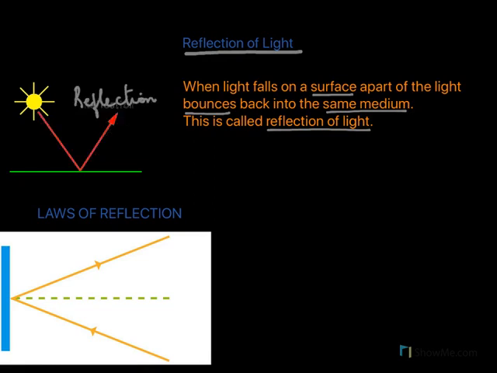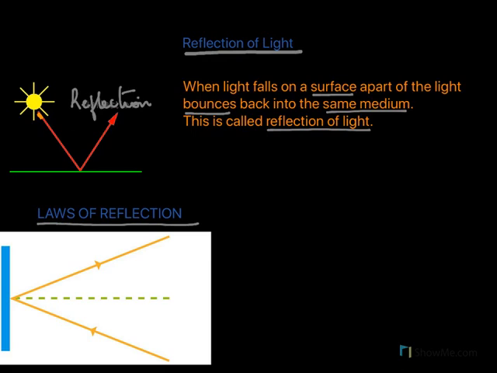The next thing we need to learn is the nature of this reflected ray. The ray that comes in is called the incident ray, and when this incident ray is reflected by the surface, it follows a certain path. It does not randomly go in any direction. The path followed by this reflected ray is governed by the laws of reflection. So we'll now go into detail on the laws of reflection.